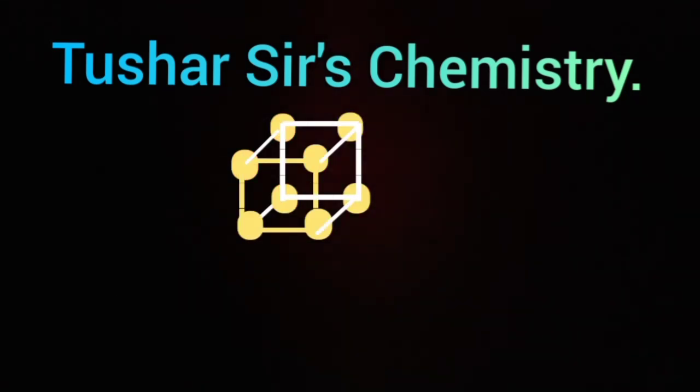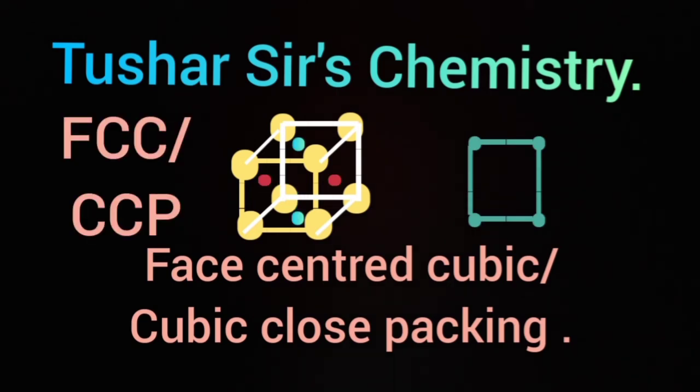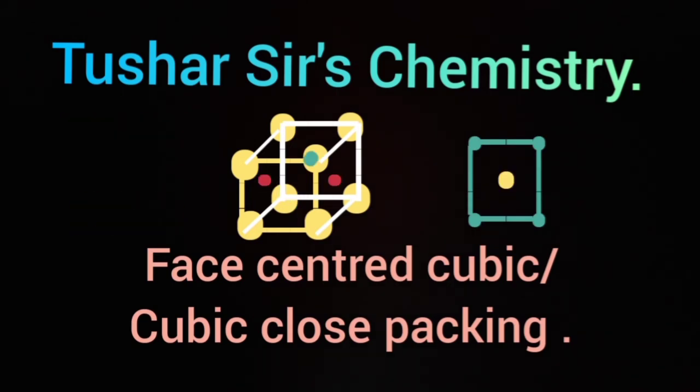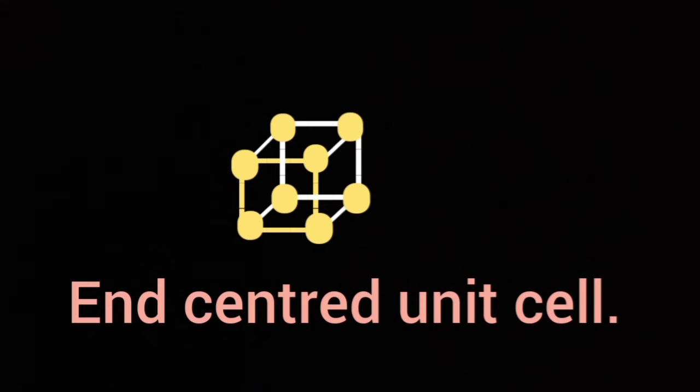In the face-centered unit cell or CCP arrangement or FCC arrangement, each face of the unit cell contains a lattice point at the center. You see, this is the FCC arrangement. Here you see this is an end-centered unit cell.